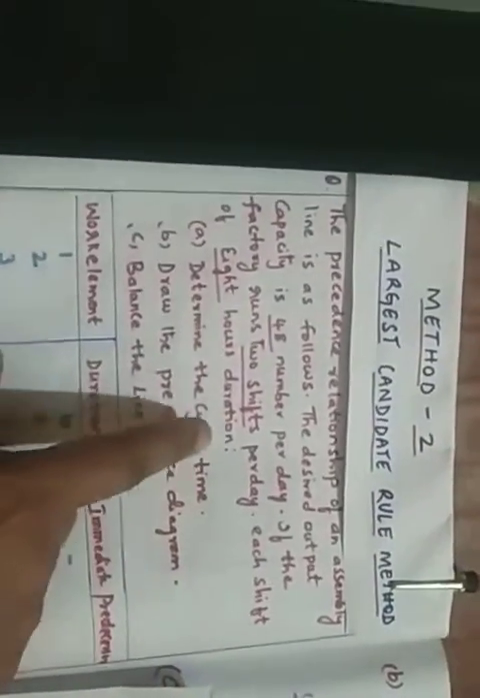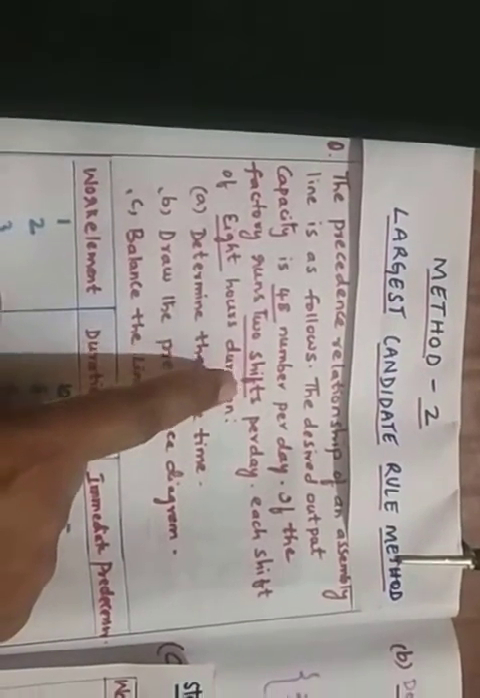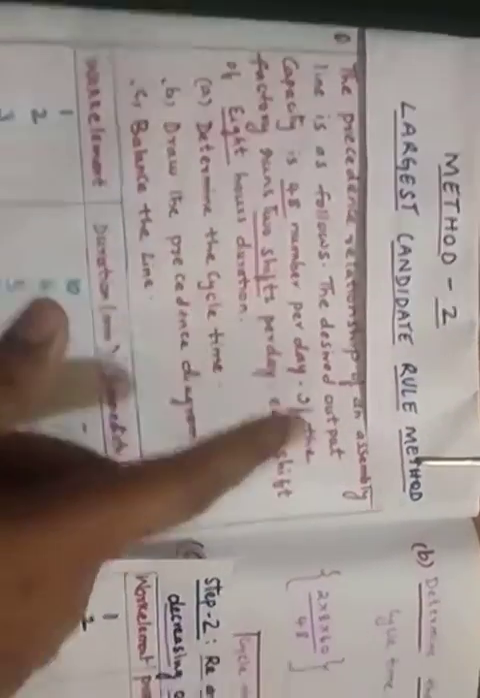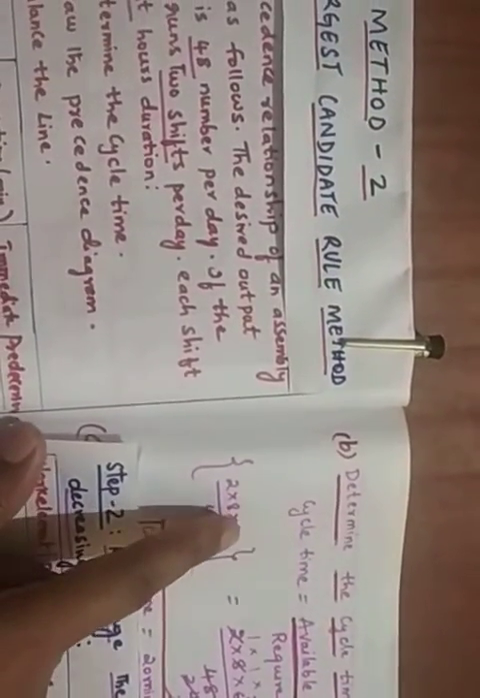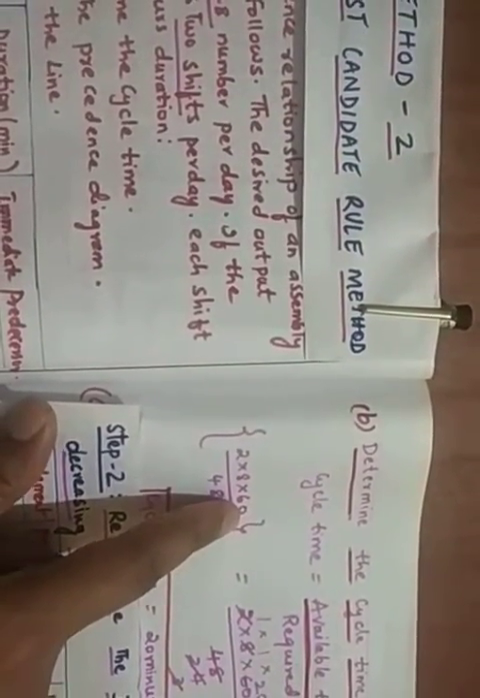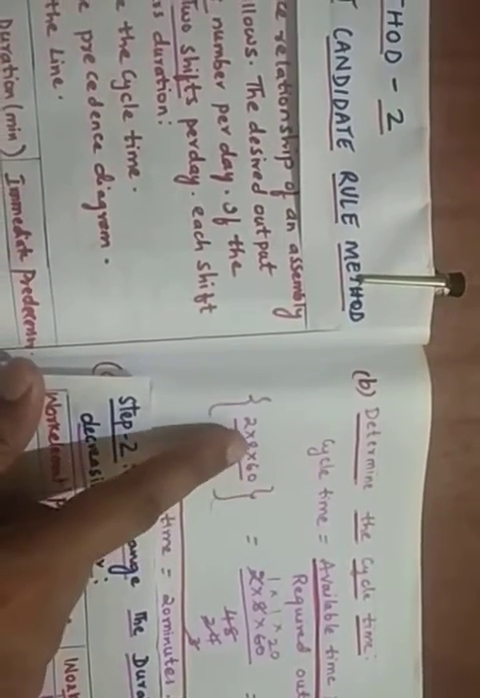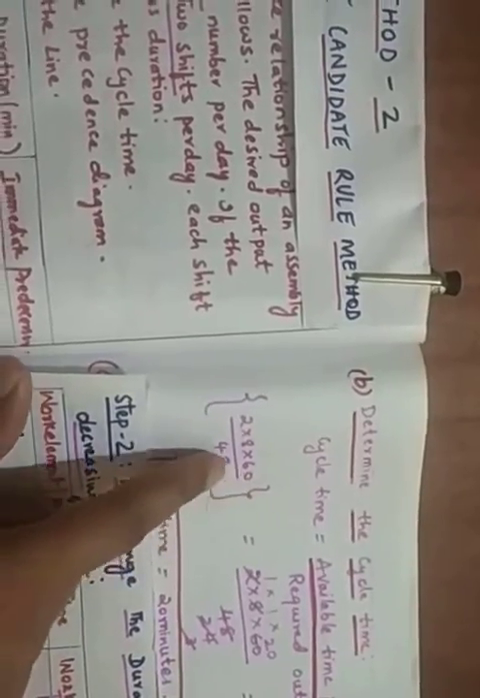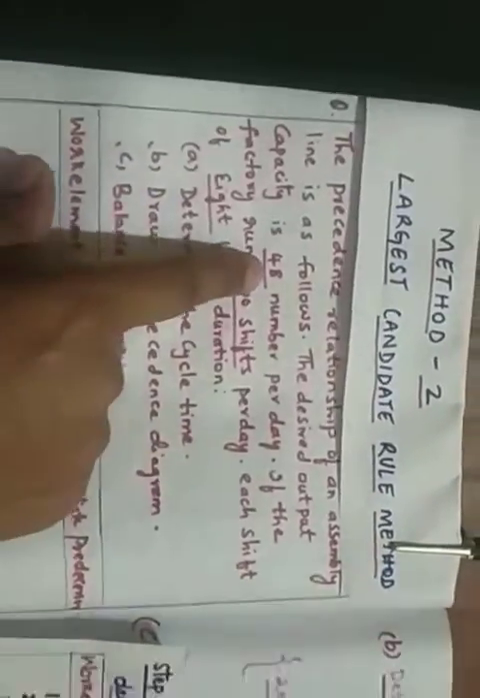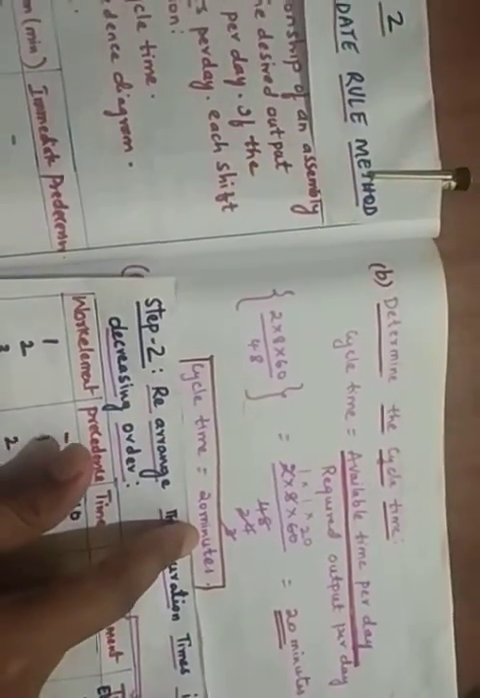What is available time? As I said, a factory runs for two shifts and each shift comprises 8 hours. 2 into 8, 16 hours. You have to convert that into minutes because the values are given in minutes. So to convert 16 hours into minutes, you multiply it with 60. 2 into 8, 16, 16 into 60 upon the required output in a day, 48. So the value which you are going to get as cycle time is 20 minutes.